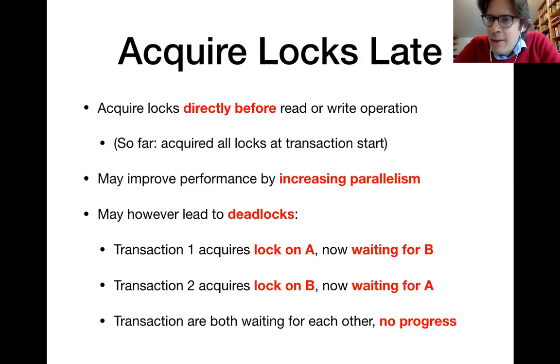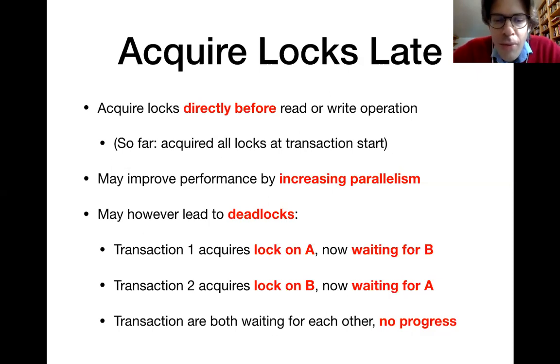And as always, if we reduce the time that locks are held by a transaction, it allows more transactions to proceed in parallel. That's always the advantage. One drawback about acquiring locks late is what you see in this example here. It's called a deadlock. You might already have heard about it. And it essentially means that transactions are mutually waiting for each other and nobody can make progress. So here, for instance, a simple example of 2 transactions. In general, a deadlock might involve more than 2 transactions, but in this example, it's only 2.